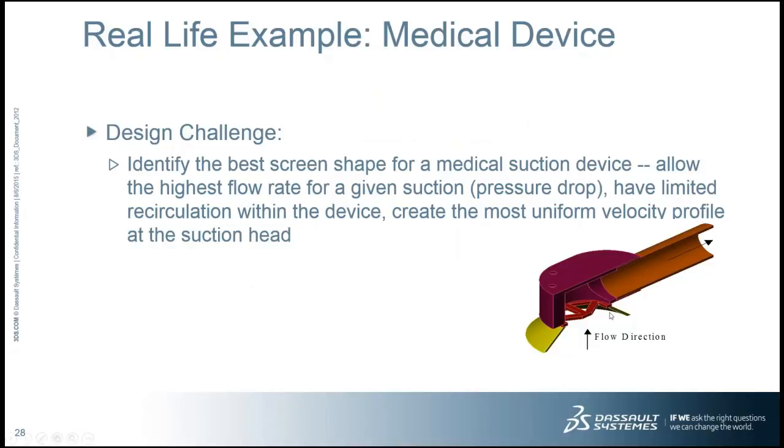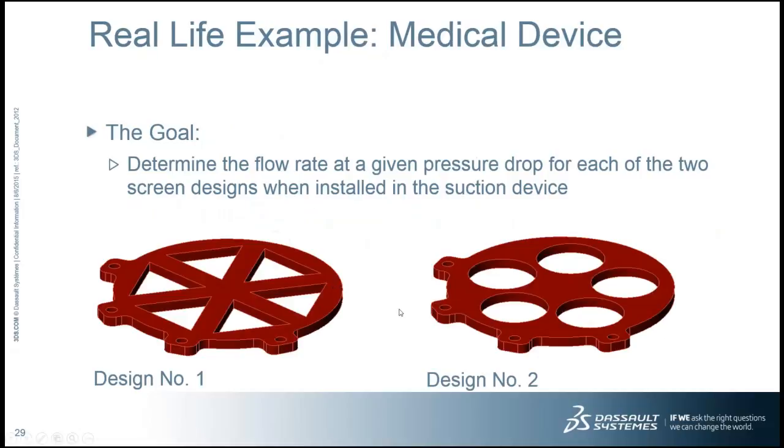What we've got is just a cup on the bottom here where the flow will enter, and we have a pressure, and it's going through a little screen. And once it goes through that screen, it turns and goes out this direction. And what we want to do is to allow the highest flow rate and have as little recirculation within the device as possible between two different designs. In design 1, we've got some triangle-shaped cuts. In design 2, we've got some circular cuts.